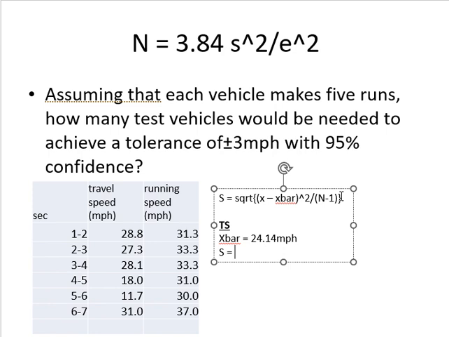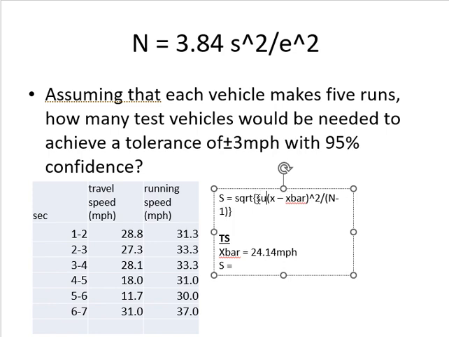There's a summation here. So each x, or each value of travel speed, minus the mean, squared, and then the summation.